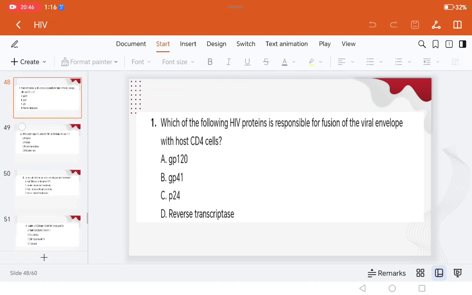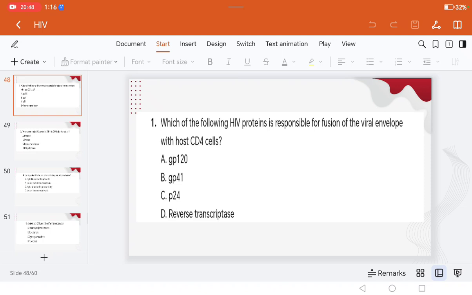So this was all for the presentation. Now we just look at the MCQs. Number one, which of the following HIV proteins is responsible for fusion of the viral envelope with the host CD4 cells? A. Glycoprotein 120, B. Glycoprotein 41, C. Glycoprotein 24, or D. Reverse transcriptase. So the right answer is B.